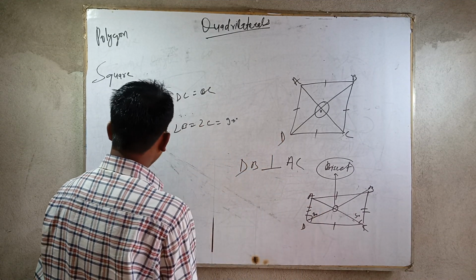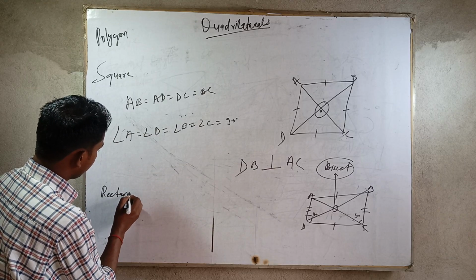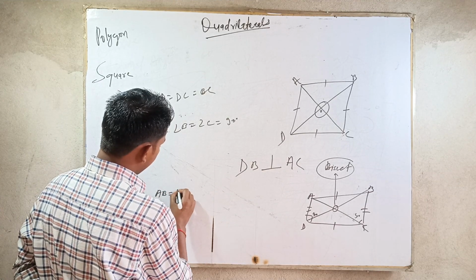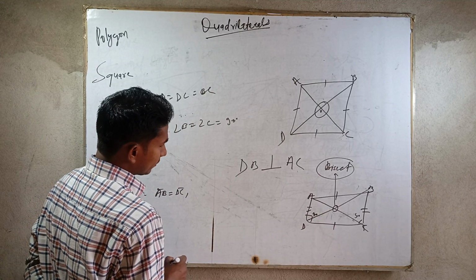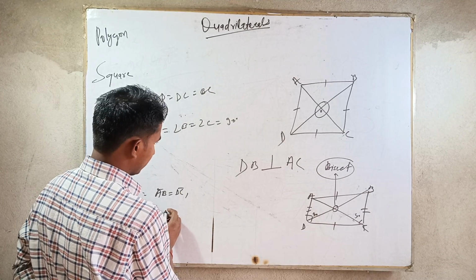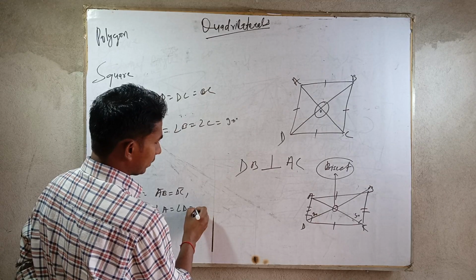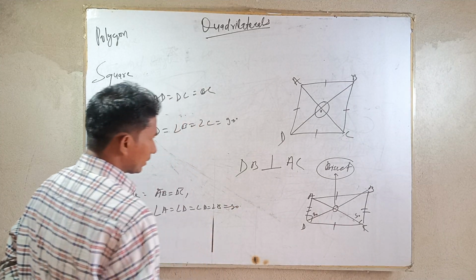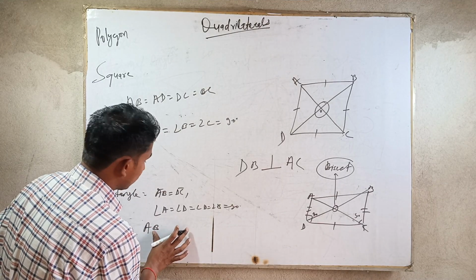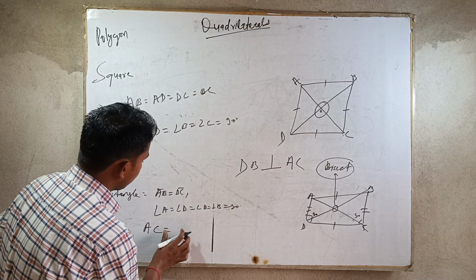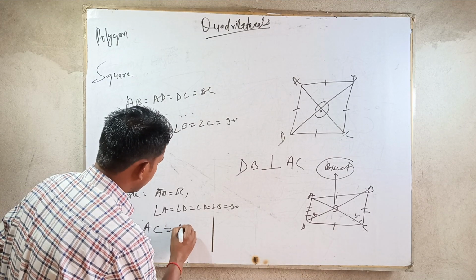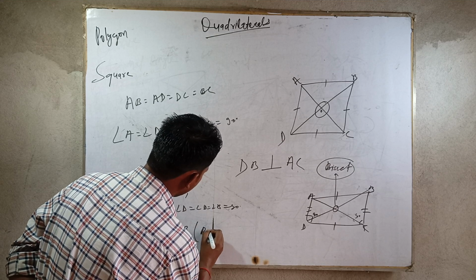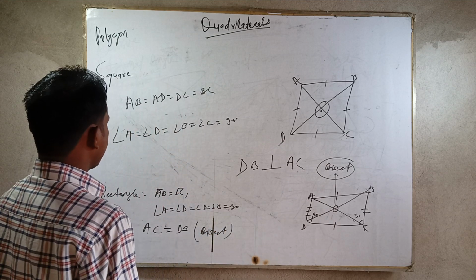Suppose in a rectangle AB equals DC. I can write it like a segment like this, and every angle, angle A, angle D, angle C, angle B, equals 90 degrees, and AC equals DB. The diagonals bisect each other.